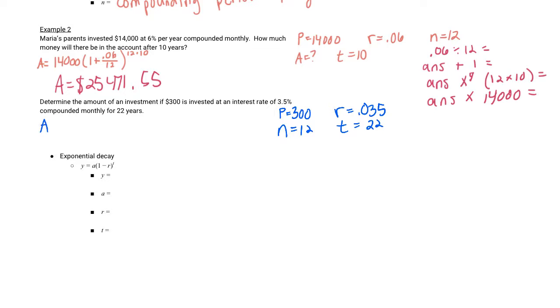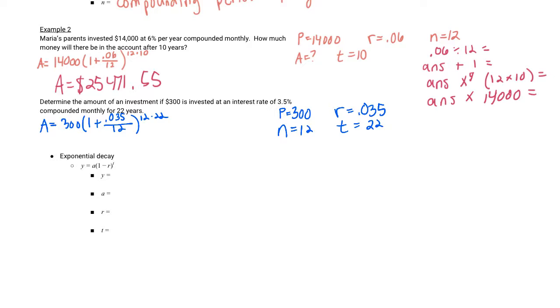A equals 300 times 1 plus 0.035 divided by 12 to the 12 times 22 power. So we're halfway there. Now let's put it in this calculator. We get 0.035 divided by 12 equals plus 1 equals to the power of parentheses 12 times 22 equals times 300.